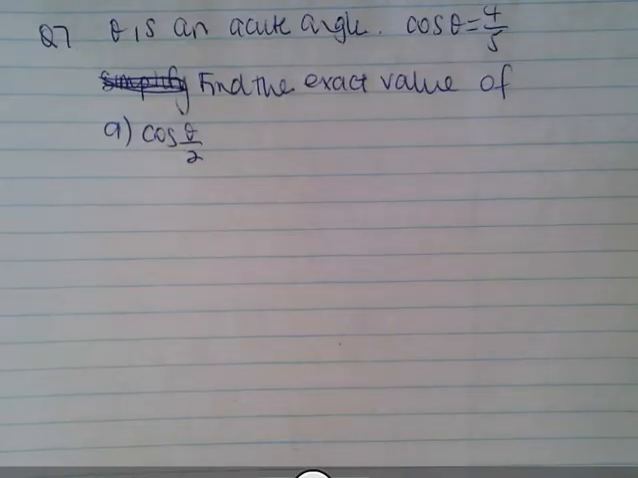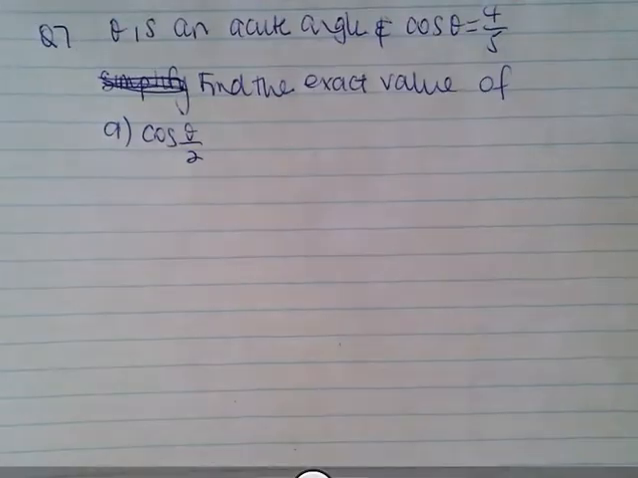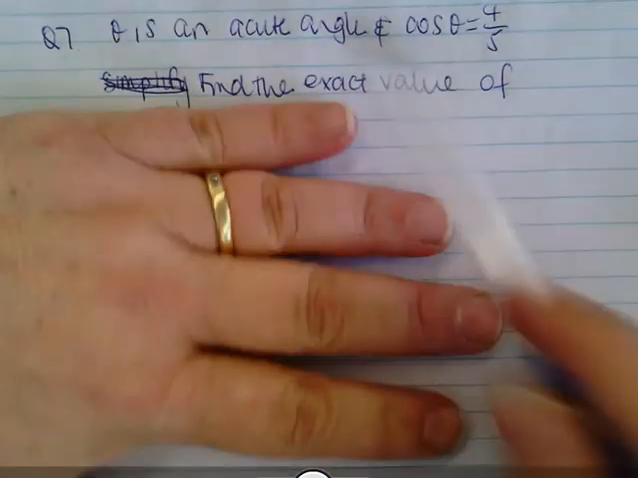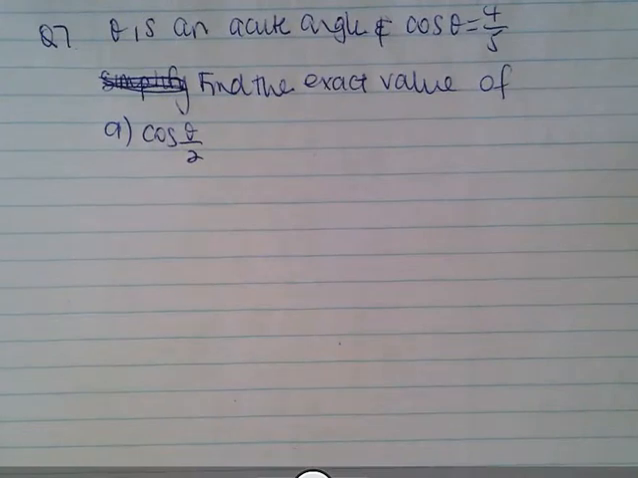Acute angle, and cos theta is 4/5. Find the exact value of cos theta on 2. Yeah, a bit uncomfortable. What should I do? Don't worry about the theta on 2. Let's say you were just given this. What would you do? Triangle.